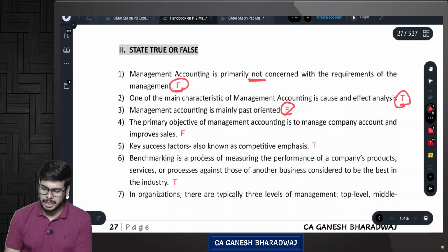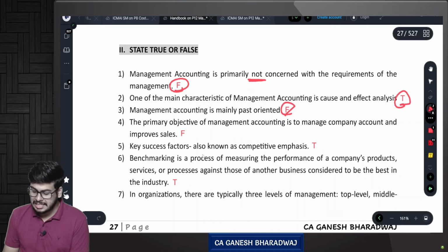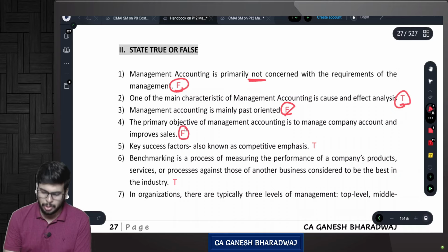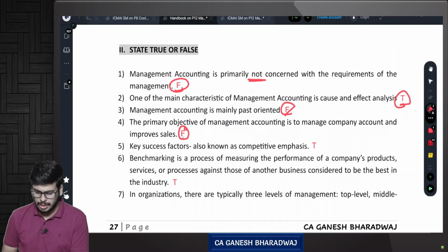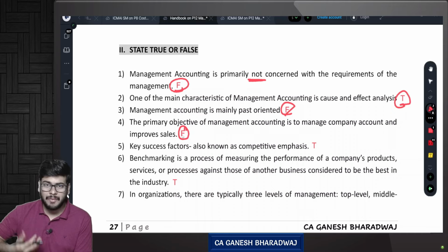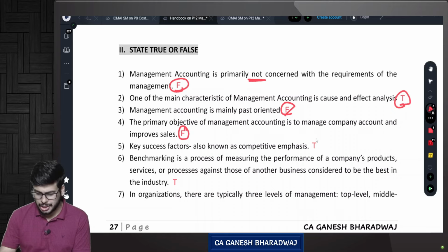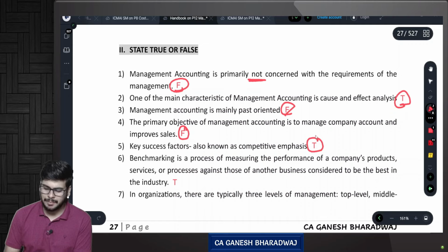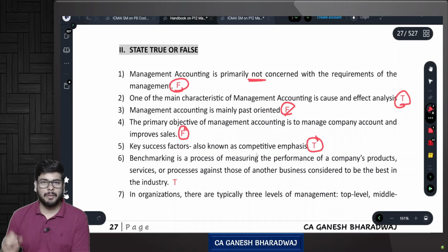The primary objective of management accounting is to manage the company account and improve sales. No, it is about decision making and control. Key success factor is also known as competitive analysis. Right now, in the current era, what is it about? Value creation and facing the competition. Yes, this seems true. So we will put it as true. Key success factors, also known as competitive analysis.